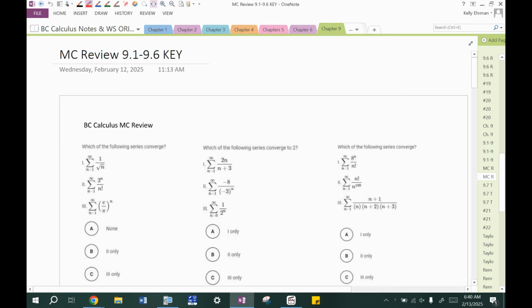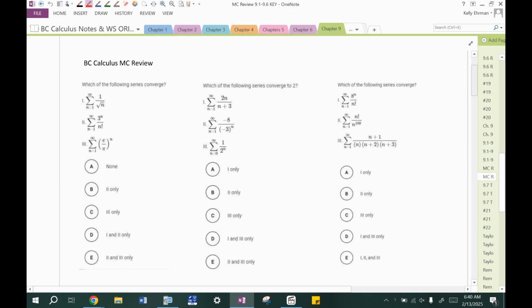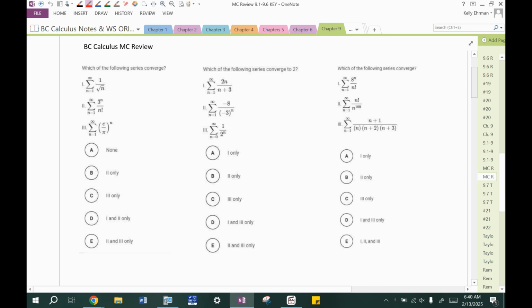All right, let's take a look at this multiple choice review, prepping for our 9.1 to 9.6 test. So these are some examples of what the multiple choice questions will look like. In some cases, we'll have very similar questions. So the first one says, which of the following series converge?